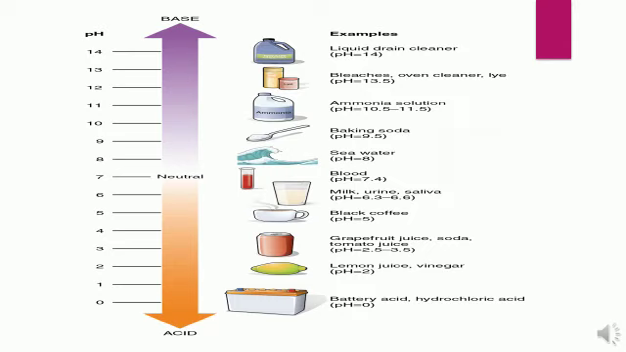And blood, pH is 7.4. It is something like neutral. Milk, urine, saliva, pH will be 6.3 to 6.6, slightly acidic, right? Black coffee pH will be 5. Grapefruit juice, soda, tomato juice, all of these have pH of 2.5 to 3.5. Lemon juice, vinegar, pH is 2. Battery acid, hydrochloric acid, pH is 0. So acidic nature is from 0 to 6 and bases from 7 to 14. Neutral will be 7.